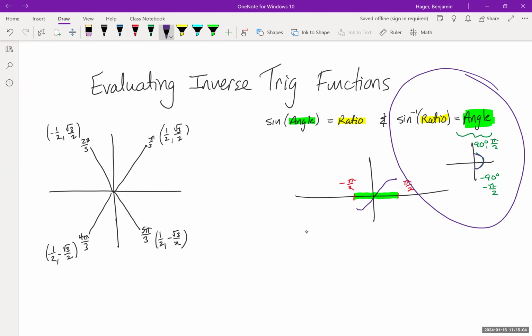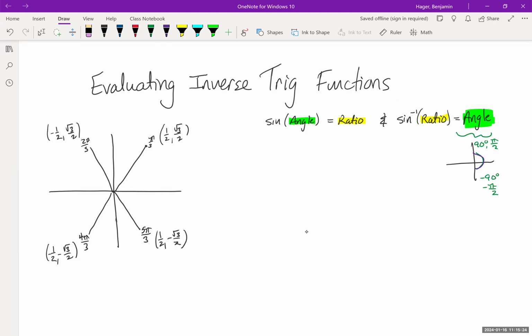Now, depending on what you're using this for, maybe you take that information and run with it and go find other angles, because we saw that there are indeed infinitely many angles that reach any output, as long as it's within the range of sine. Okay, so let's try a couple examples and keep this domain restriction in mind.